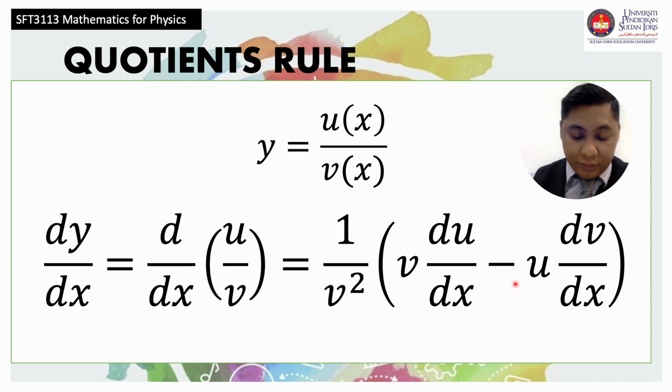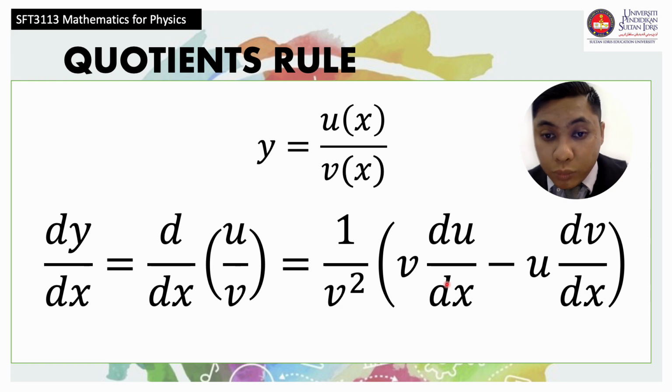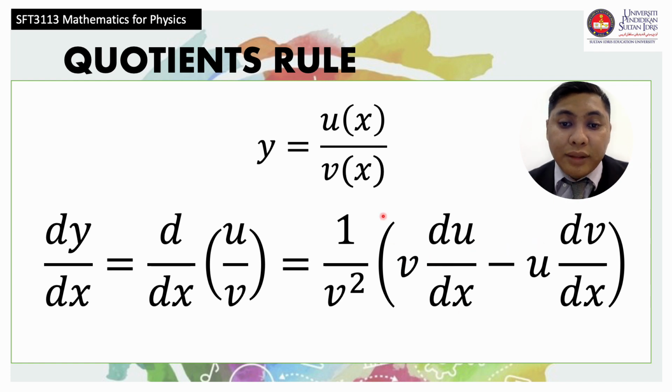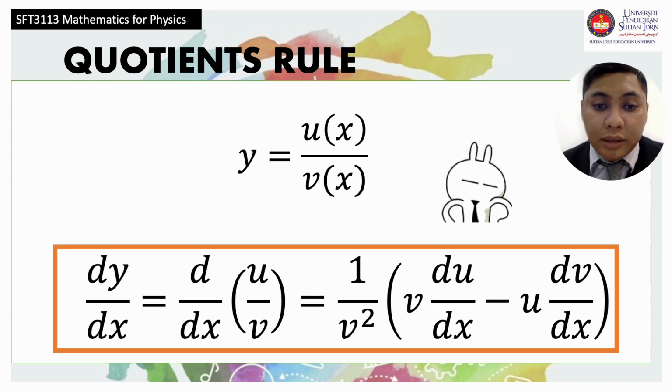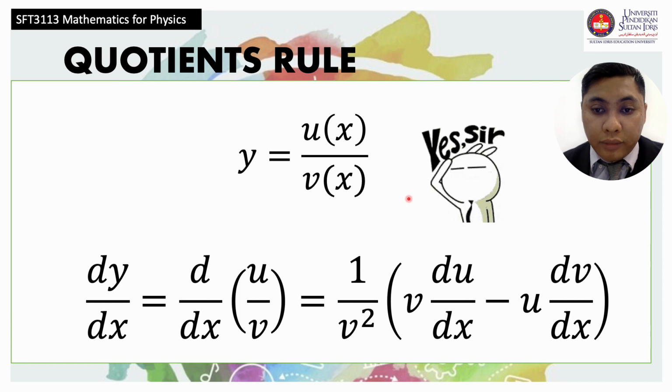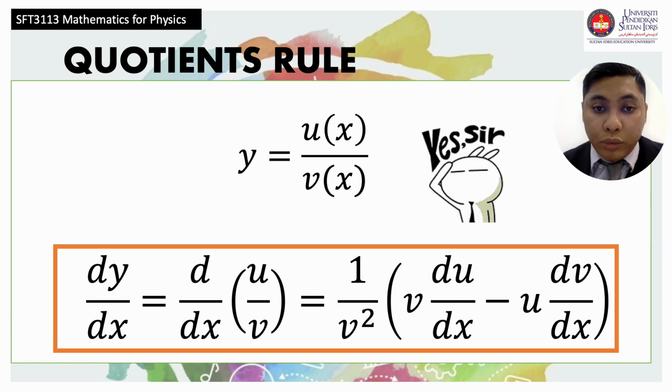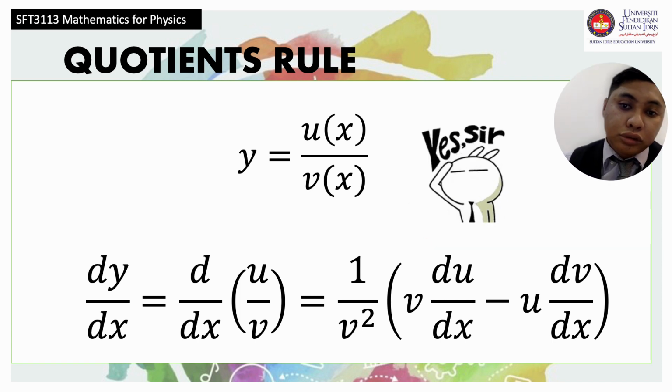Actually it's a little bit the same as the product rule, but we have a minus and 1 over v squared here, and it starts with v here. But for the product rule we start with u, right? For the quotient rule we start with v, and we have 1 over v squared. So you need to remember this. We have a product rule and a quotient rule.